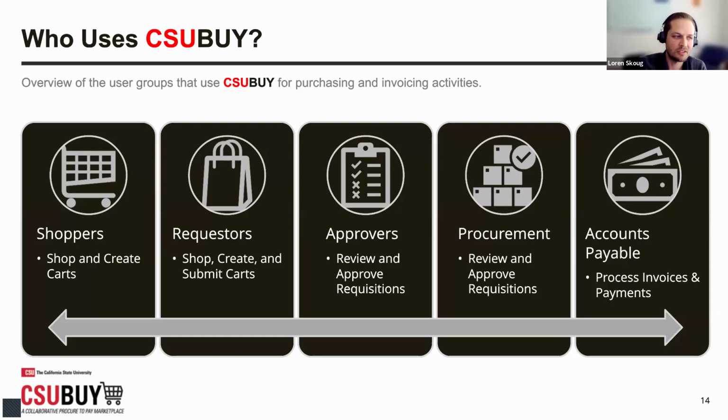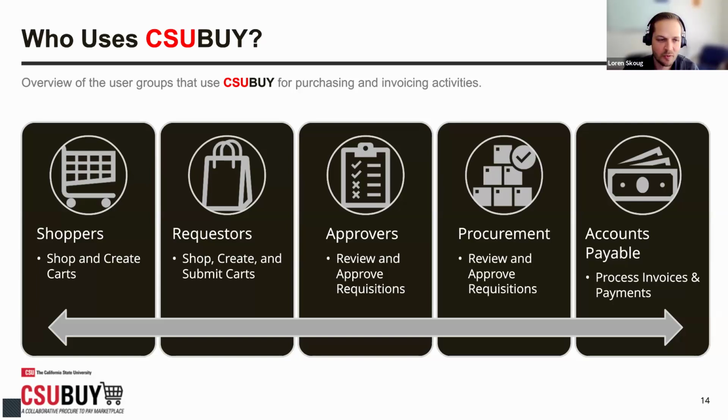So the difference between a requester and a shopper is that requesters can submit carts into requisitions in the system. It's important to note because if you're a shopper, there's going to be a point in the shopping process where you're going to have to assign your cart to a requester who will be able to submit the requisition into the system. The next stage of the process is the approval process.